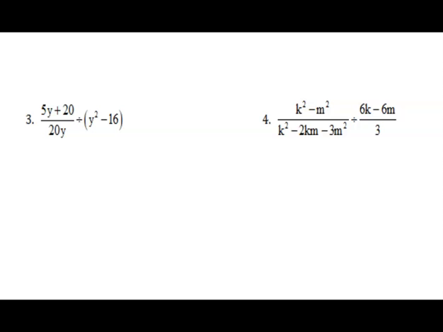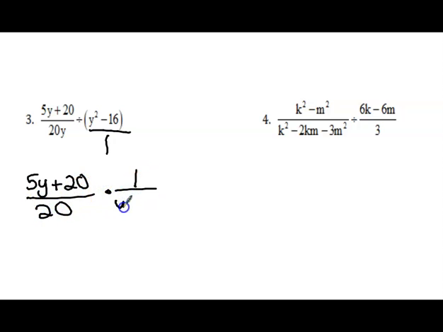So very similar to the first day, just remembering that first step of flipping the second fraction, and then you're off to the races. So number 3, it is the y squared minus 16 will be over 1. So remember, I need to flip it. So let's do that. So I've got 1 over y squared minus 16.